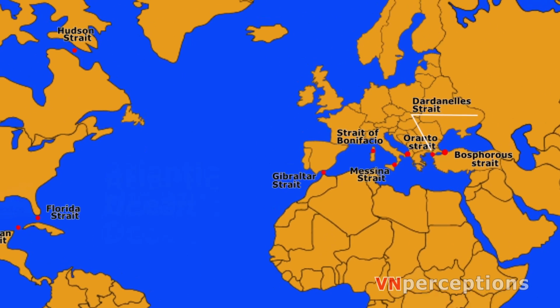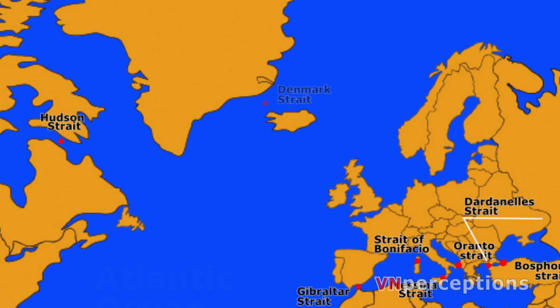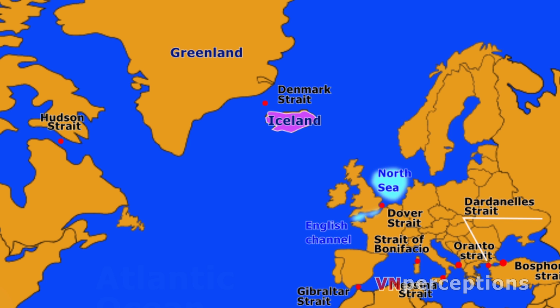Coming to Greenland, here it is the Denmark Strait or the Greenland Strait. It is an oceanic strait between Iceland to its southeast and Greenland to its northwest. Then it is the Strait of Dover or the Dover Strait. It is a strait at the narrowest part of the English Channel. It joins the Channel and the North Sea, separating Great Britain from continental Europe.